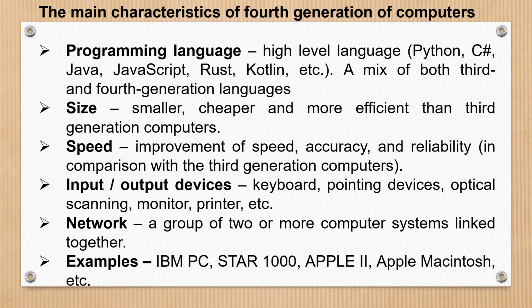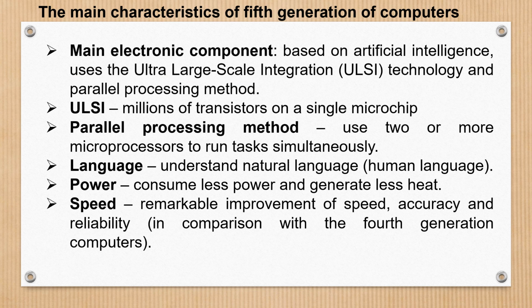In the fourth generation, the programming languages are Java, JavaScript, Rust, Kotlin, Python, C Sharp. The size is small. The speed is improved over the previous systems. They use the concept of keyboard, pointing devices, optical scanning, monitor, printer, etc. Also, we have the concept of the network, so we can group two or more devices to perform some computations and work simultaneously.